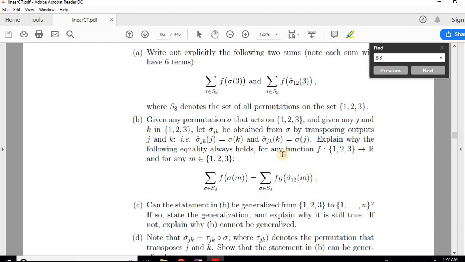So basically this problem is to see why it works in this simple case, and then you have to say why it's going to work in this more general case, and then see if you can generalize that to the set from 1 to n, instead of 1, 2, 3, and state why the equalities are still true. And then you go one step further.